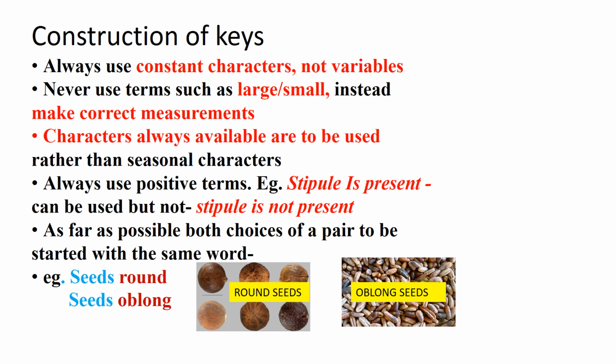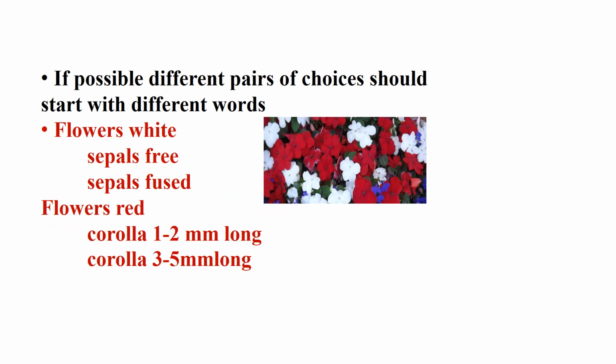The same word should be followed. As far as possible, both choices of a pair should start with the same word. Like this, seeds round, seeds oblong; stipule is present, stipule is absent. We have to use the same word for the construction of keys. Then, if possible, different pairs of choices should start with different words. That is, flowers white, red. Then the next couplet: sepals free, sepals fused, and then the length of the corolla can be used. So different pairs of choices should use different starting words.